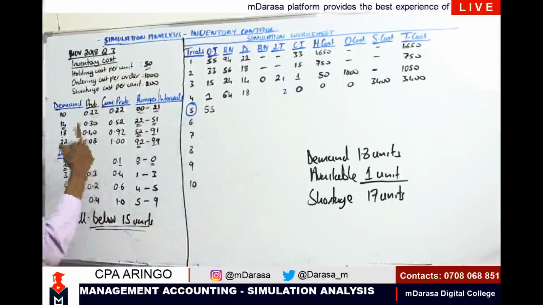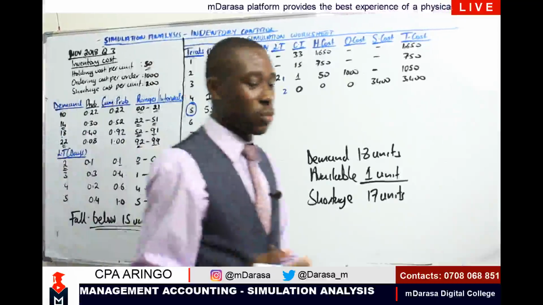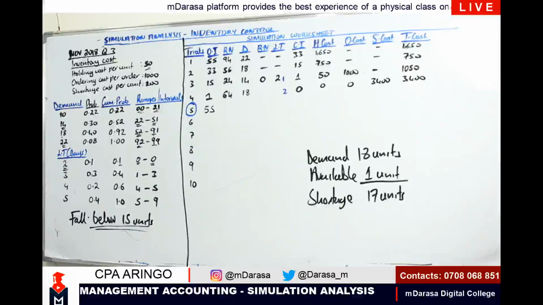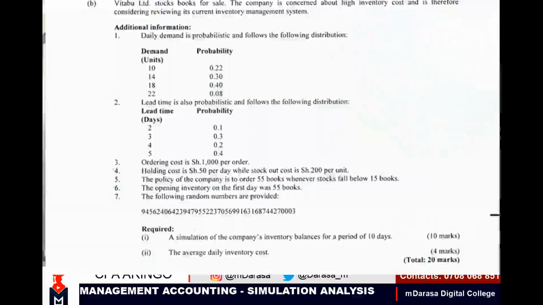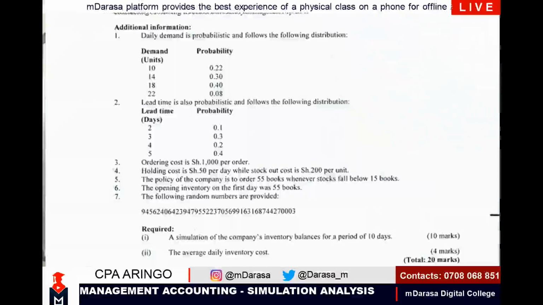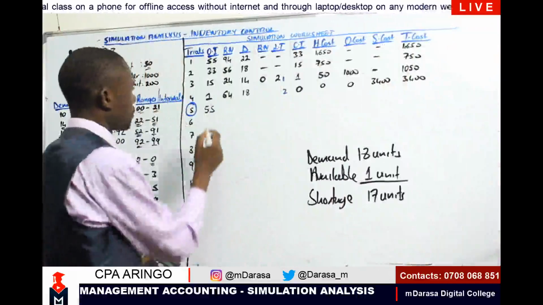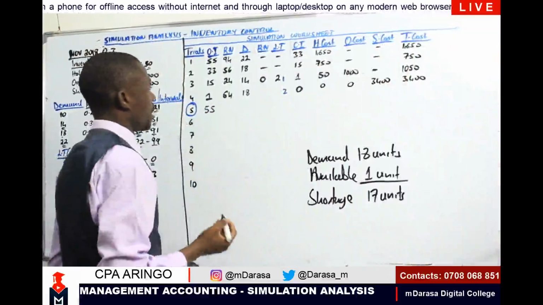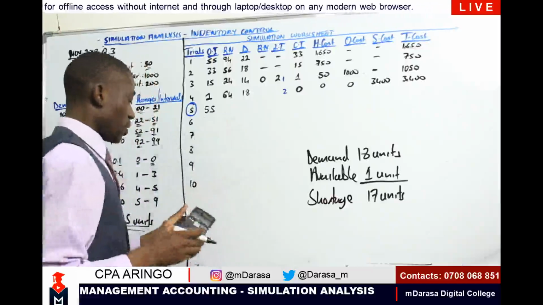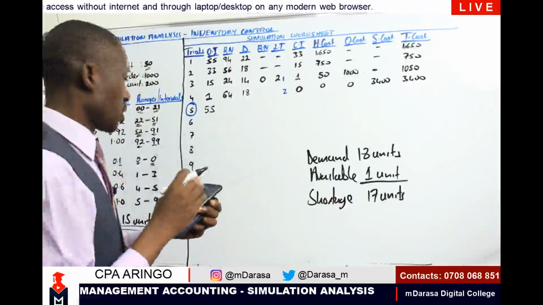Remember, the reorder quantity given, that was according to note number 5. The policy of the company is to order 55 books whenever stocks fall below 15 books. So that's why our reorder quantity is 55. So therefore, I should be having 55 units being our inventory.